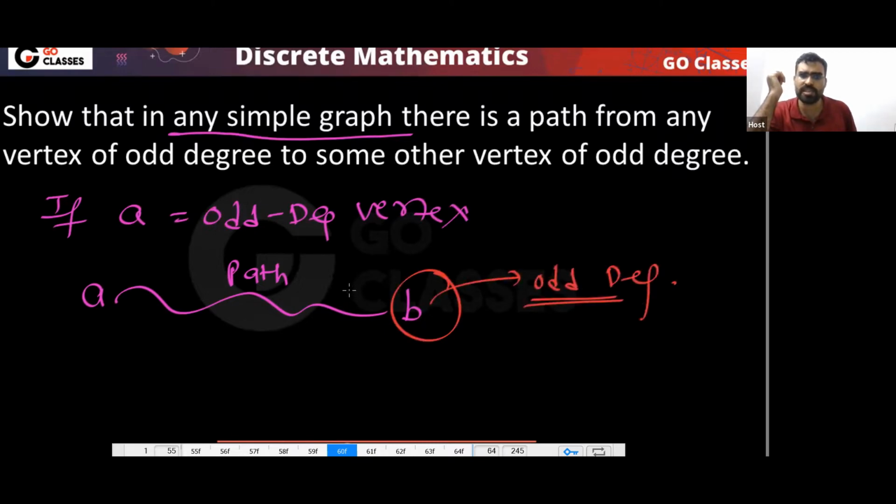This is what this question is saying. Is this clear? In any simple graph, if you are an odd degree vertex, then definitely you have a path to some other odd degree vertex, because it is not possible that you are the only odd degree vertex in a component. Agree? So definitely you must have a path to some other odd degree vertex.